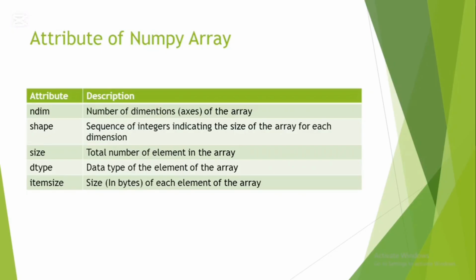And size is the total number of elements in the array, and the type is the data type of the elements in the array, while item size is the size in bytes of each element of the array. So these are the core and main 5 attributes of NumPy.